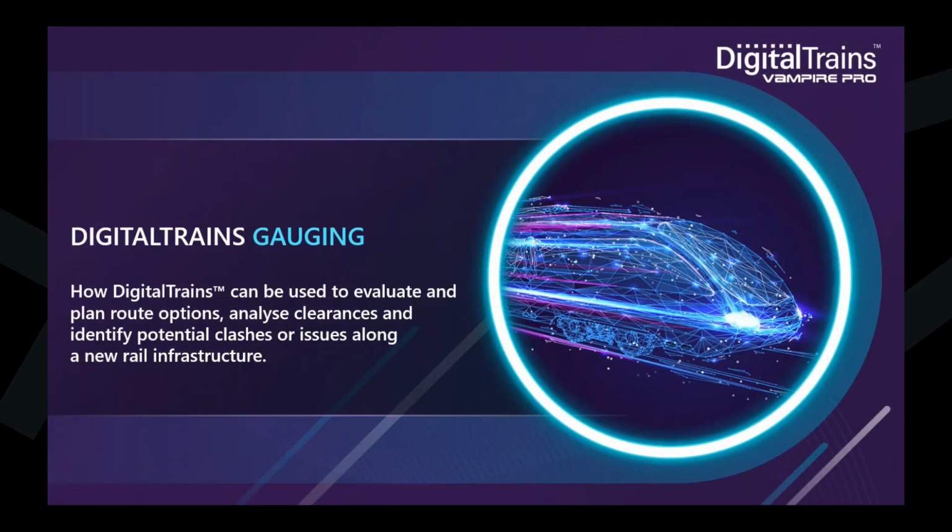So we'll take a bit more of a deeper dive into each module now, and we'll start with the gauging. So DigitalTrains gauging: how DigitalTrains can be used to evaluate and plan route options, analyze clearances, and identify potential clashes or issues along a new railway infrastructure.